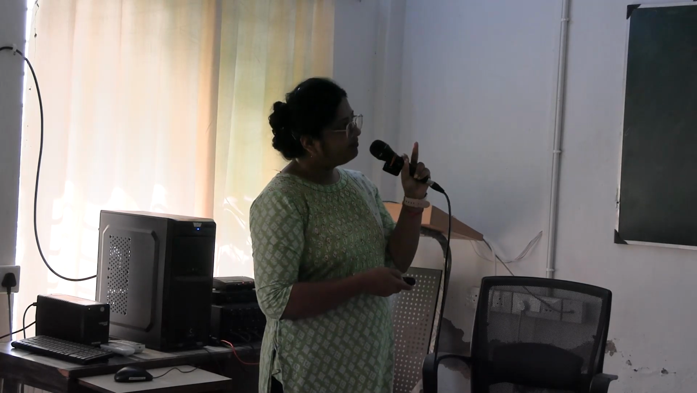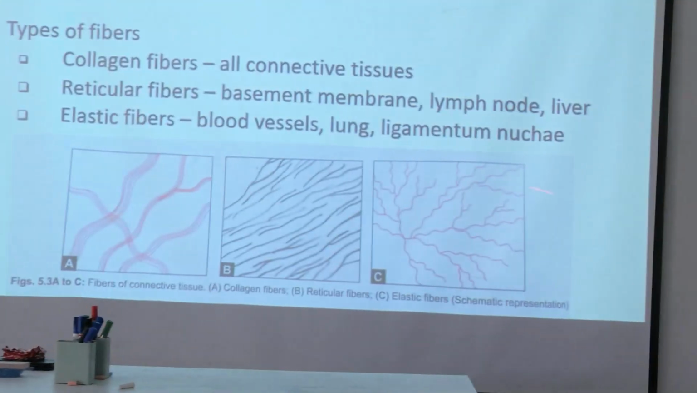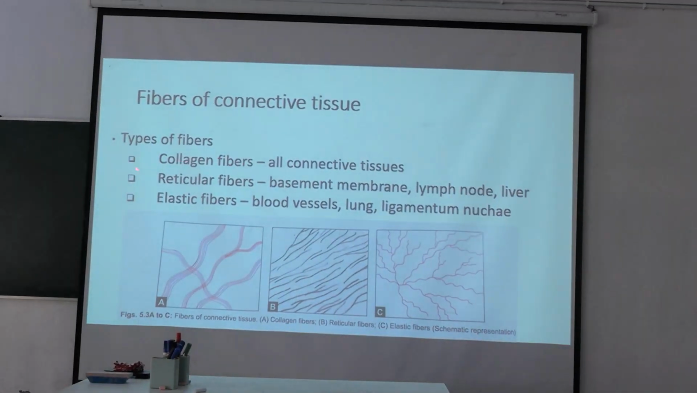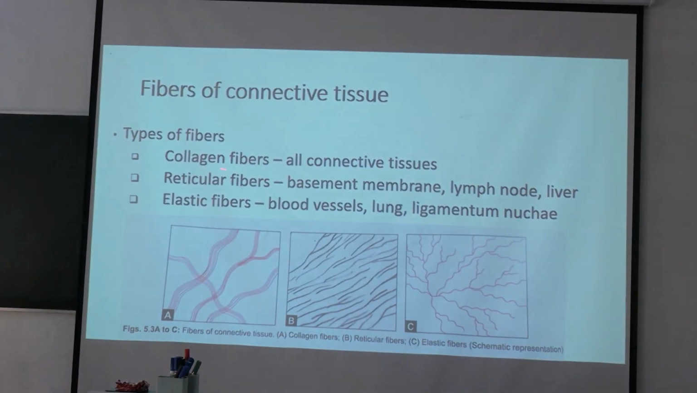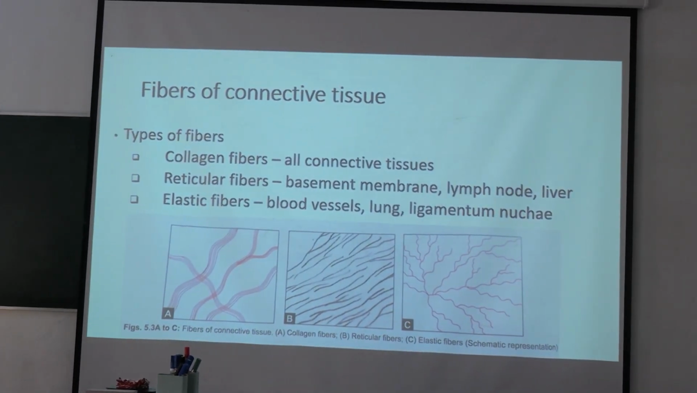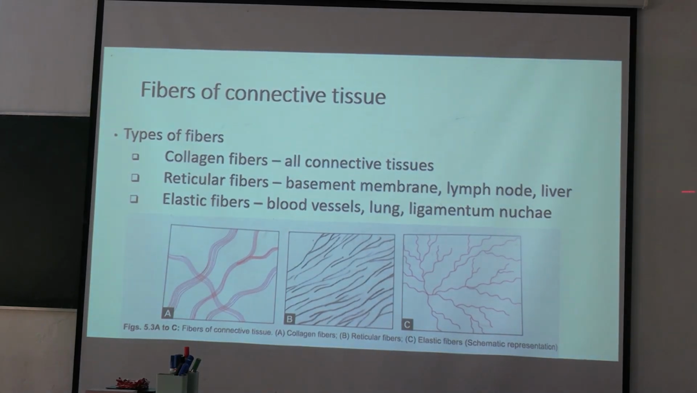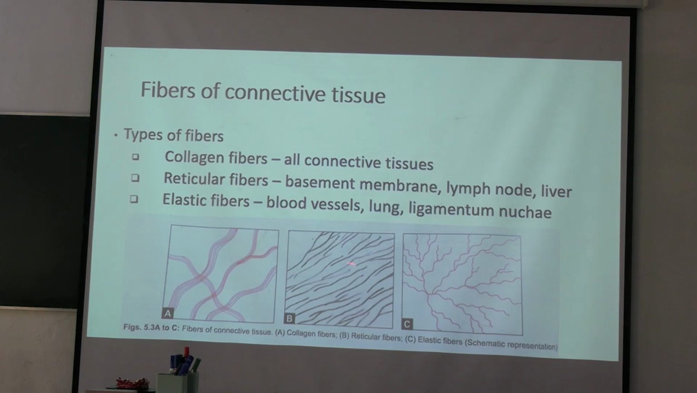See here, three different types of fibers. Collagen fiber is present in all the connective tissues. And reticular fibers are present in basement membrane, lymph node and liver. See, collagen is pink in color and the fibers are lying in bundles, and these bundles are giving branches.